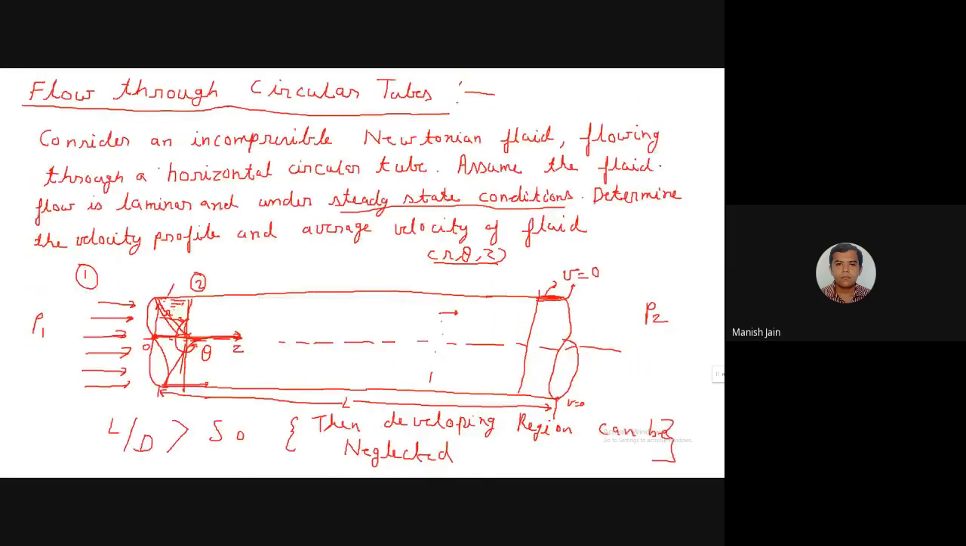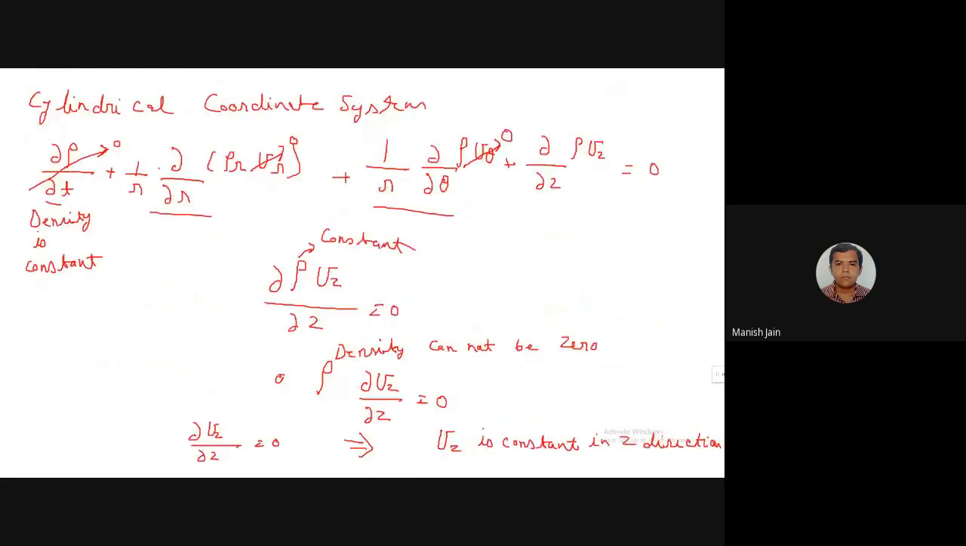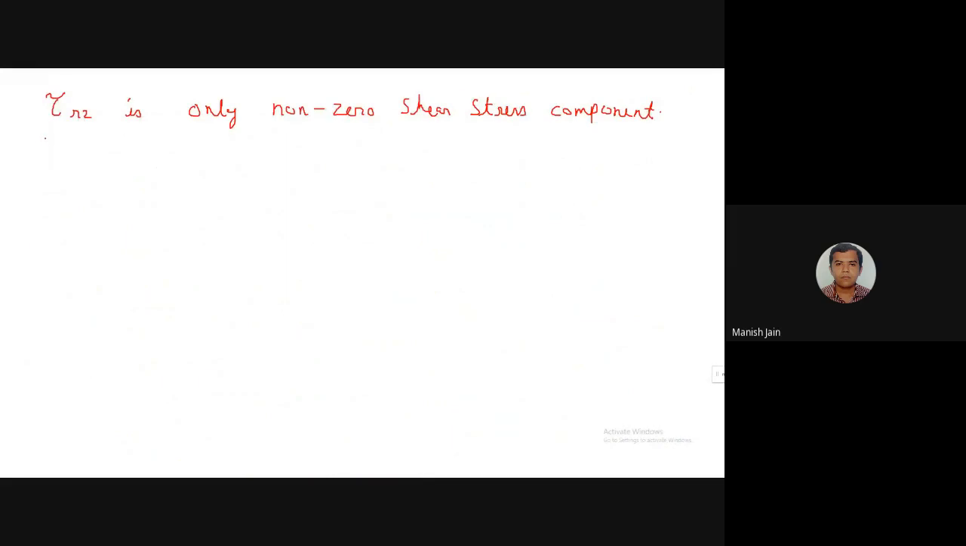Here I am rewriting again. Therefore, tau rz is the only non-zero shear stress component. Other components are zero. Now you have done this much. Now you have to draw the control volume. So next step, one very important step, this is step number 7: draw the control volume.